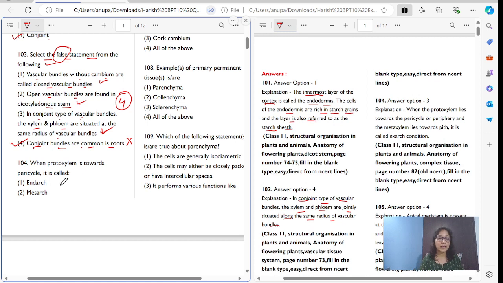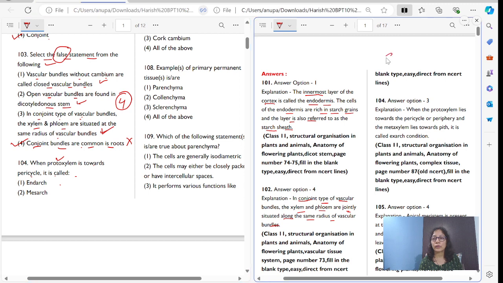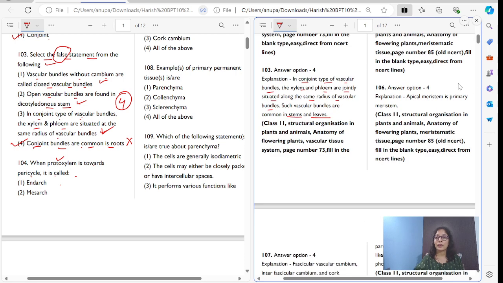Question number 104 states that when protoxylem is towards pericycle, it is called. Now let's understand what is protoxylem. During the growth of vascular bundle, primary xylems are formed, and the first formed primary xylem is called protoxylem, and the later formed primary xylem is called metaxylem.